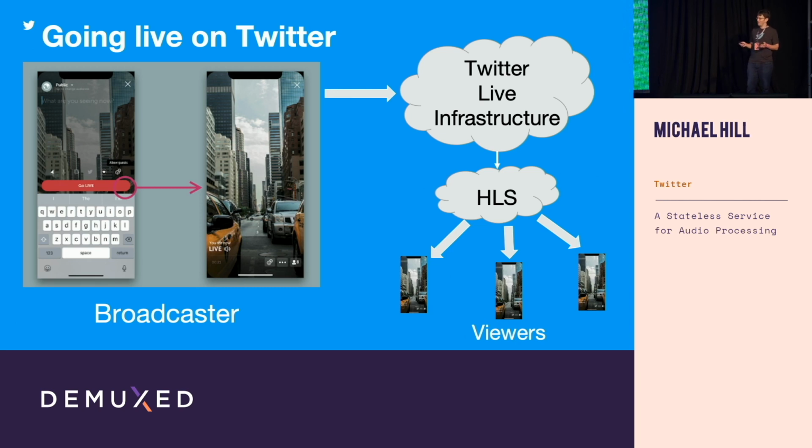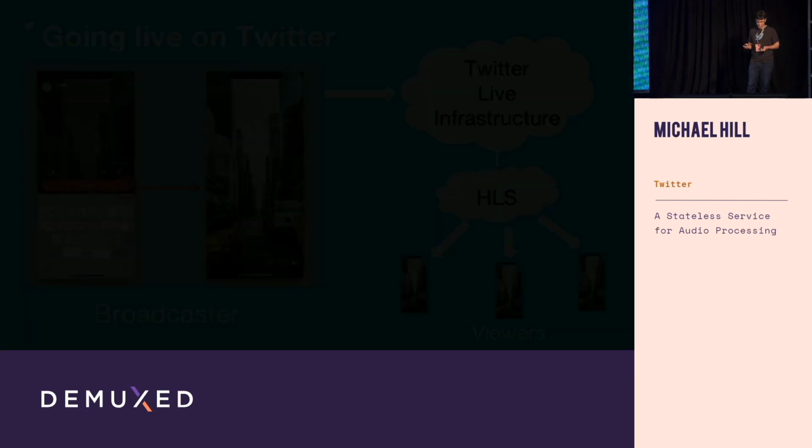We try to keep our latency as low as possible for our broadcast because we have a chat window, and the viewers will interact with the broadcaster through chat. So we want to keep the latency low enough that the broadcaster can react to chat messages in something close to real time. So that's going live on Twitter.